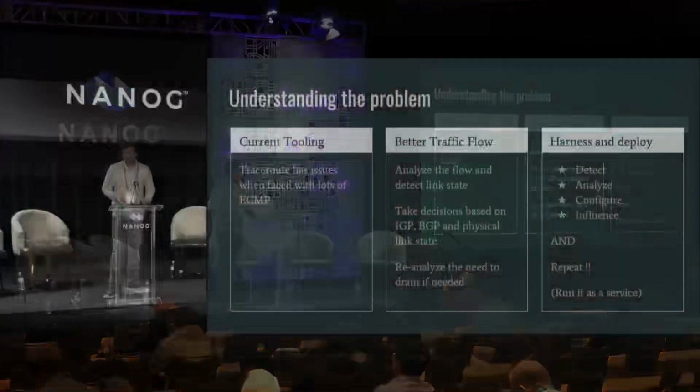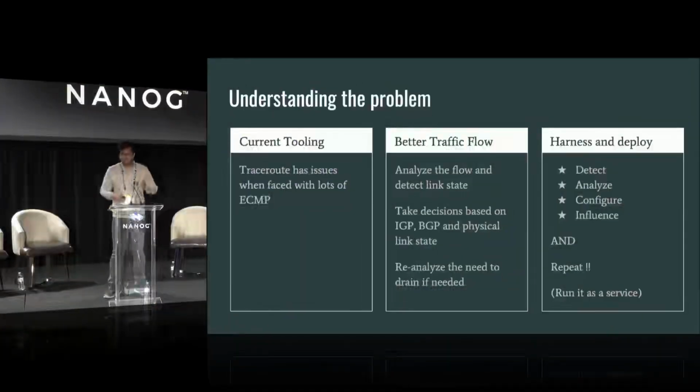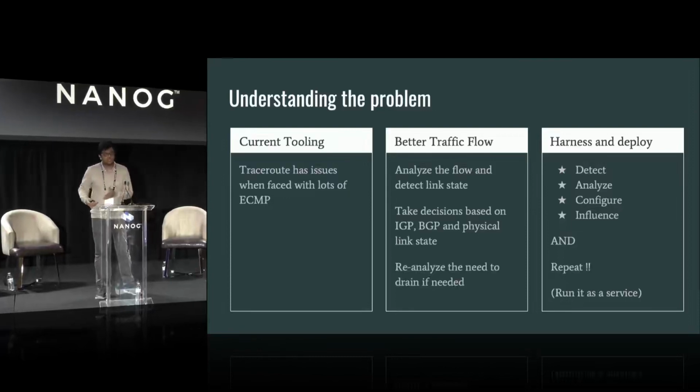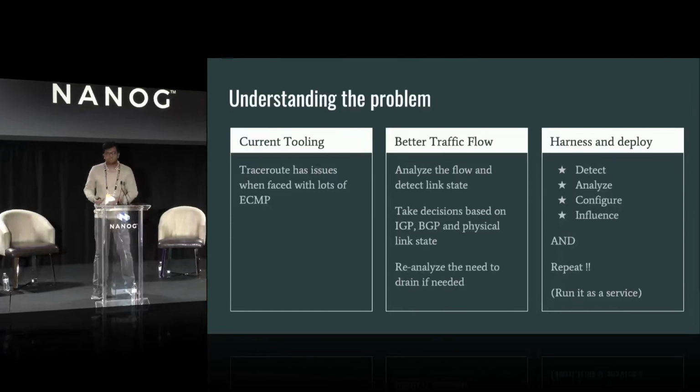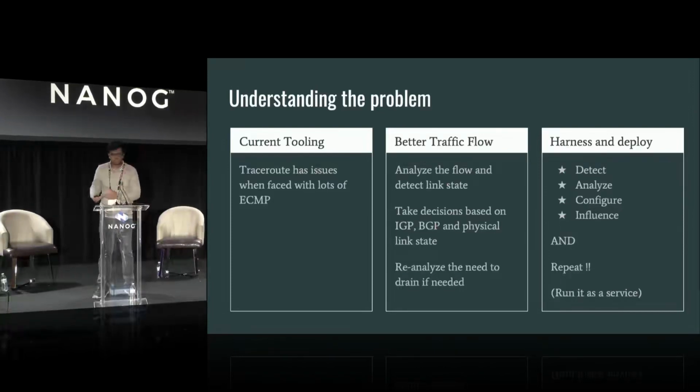So what we had is two sub-teams within the main team. One of them was trying to look at how we can address ECMP and traceroute issues together to get better data from a traceroute when we do ECMP. And another was working on the Facebook hack, which was analyzing the flow and determining a better traffic flow for IGP, BGP, as well as custom traffic drain if required.